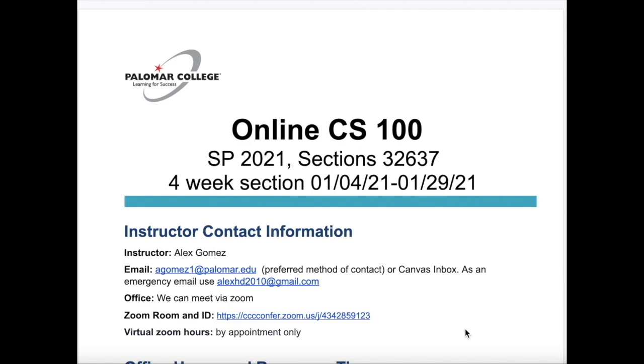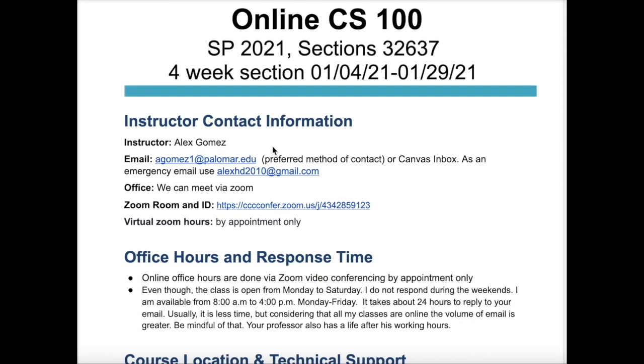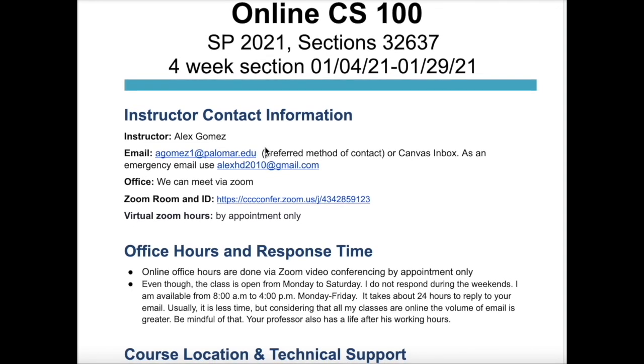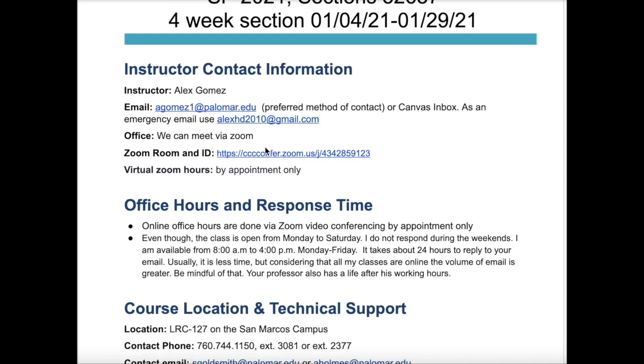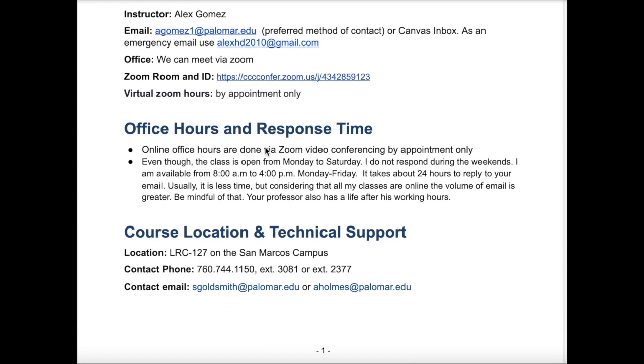For now, this is my contact information. My email is agomez1@palomar.edu. If there's any emergency, for whatever reason Palomar email crashes, you can always send me an email at alexhd2010 at gmail. So that's the backup. Because this is an online class, I do not really have any office hours, and because of COVID, everything is done via Zoom. So let me know, and we can set up a meeting where we can meet.